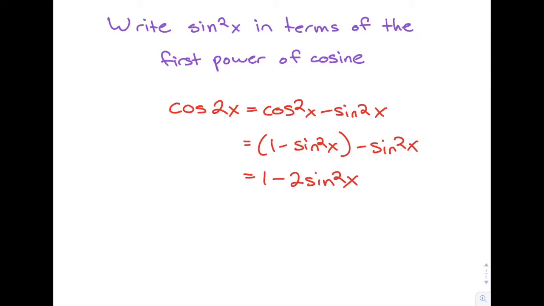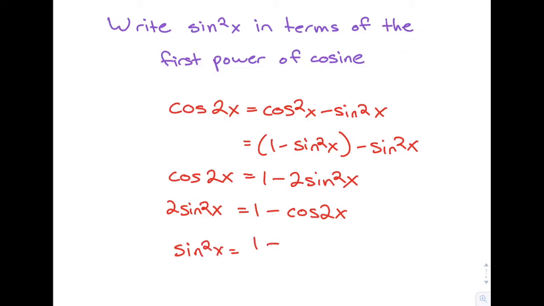Now we need to isolate sine squared x. So if we take cosine 2x, and swap the cosine 2x and the 2 sine squared x, we have 2 sine squared x equals 1 minus cosine 2x. And then if we just divide over by 2, we have sine squared x equals 1 minus cosine 2x over 2. Just a little bit of algebra, but it gives us a new formula that we can use and look for when we're proving identities, when we're trying to solve particular kinds of problems.